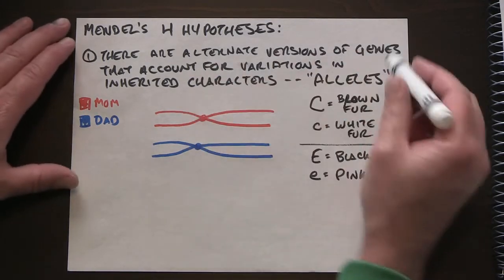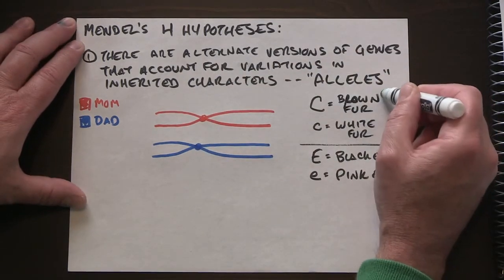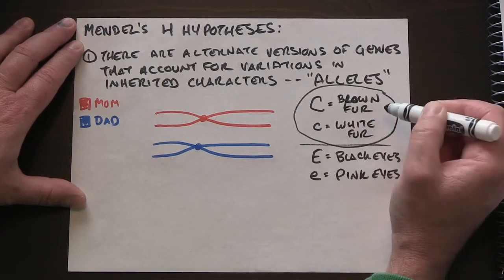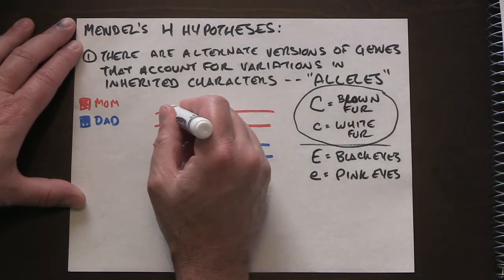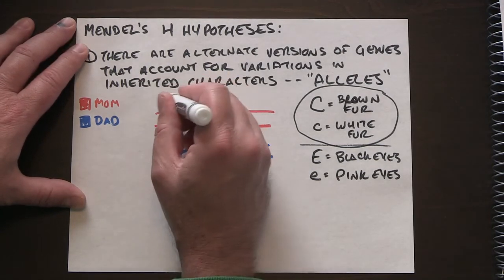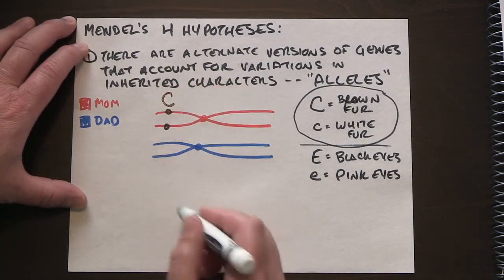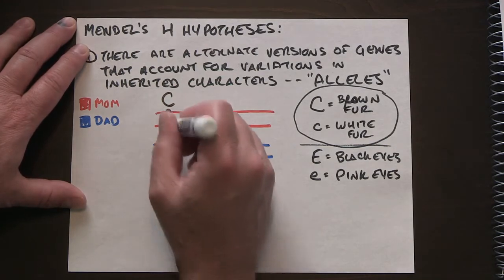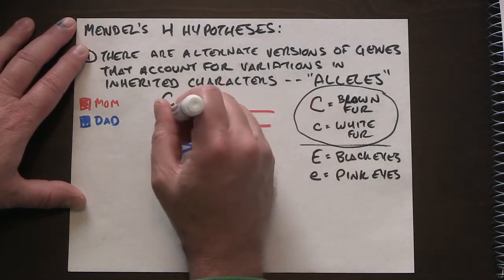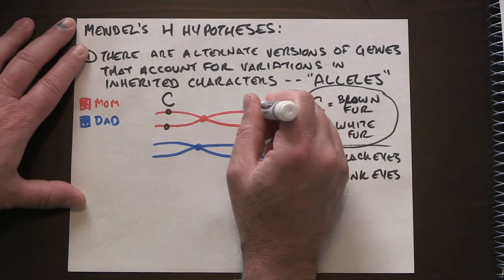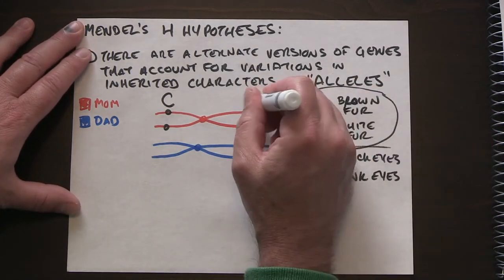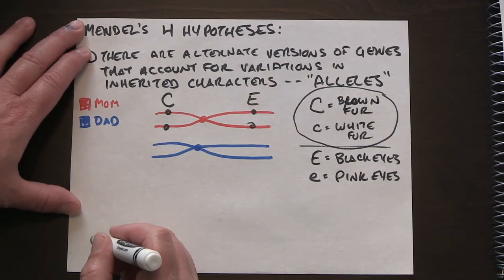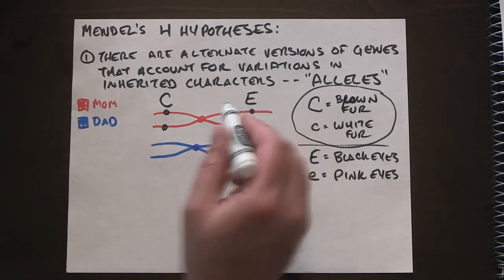So that's what we need. They're alternate versions of the same character. So here's a character, fur color, and there are alternate versions of that character. So let's give mom brown fur, and that's also a big C. And we'll give her black eyes, on the chromosome that you inherited from your mom.